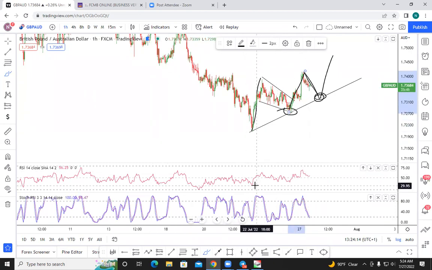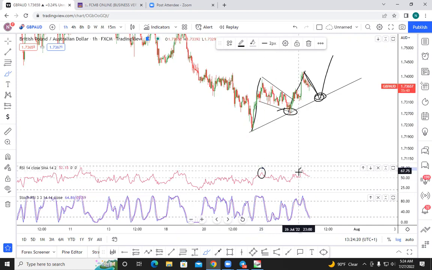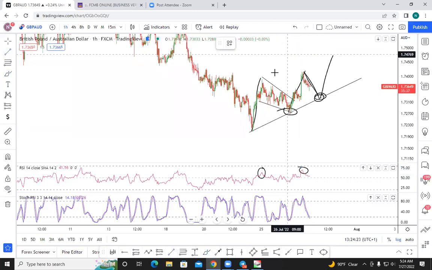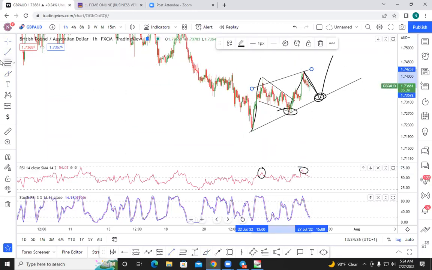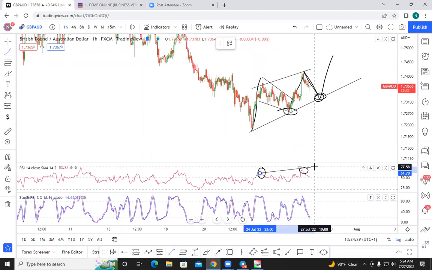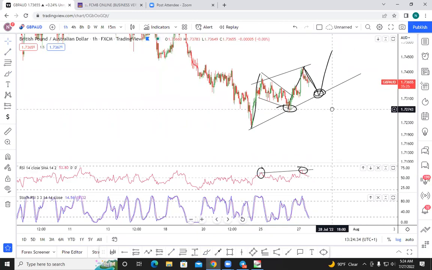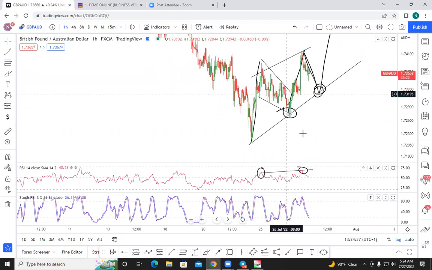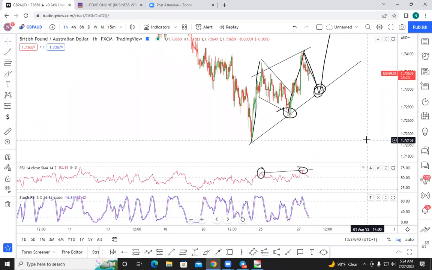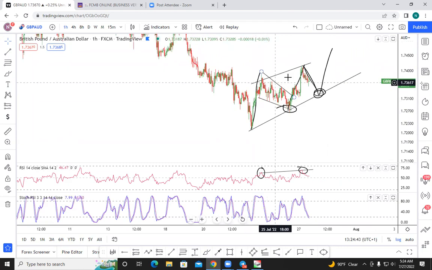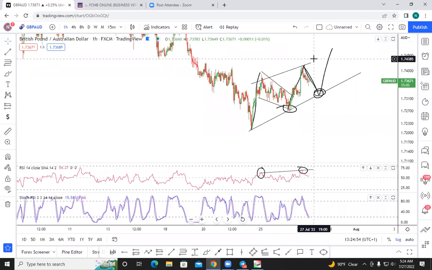When you go to your RSI, just get the tip of those two pushes, this one and this one. If you are having a higher high in your push here, and on your indicator you are also having a higher high, it shows that the strength to the upside is preserved. That is why there is no divergence. But if you are seeing a higher high here and a lower high on the indicator, it means that the volume is to the downside.